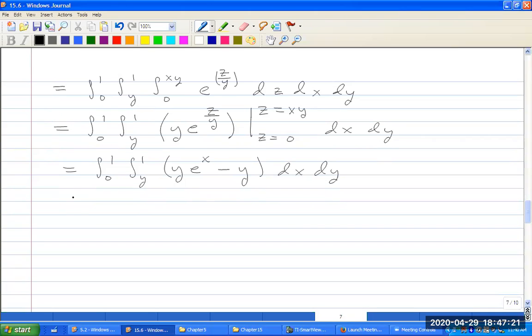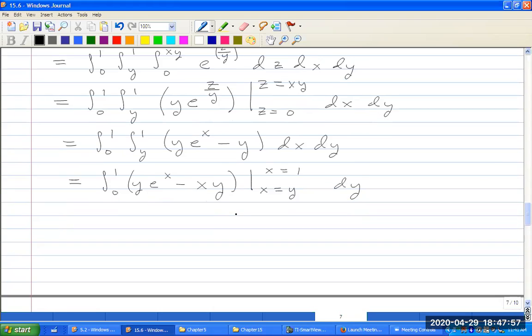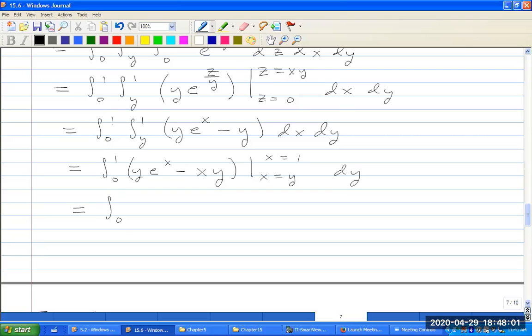So let's integrate this with respect to x. The integral of e to the x is just e to the x times my constant y. The integral of the constant y is just going to be x times the constant y, where I'm evaluating from x equals y to x equals 1. Okay, so let's plug those values in. Integral from 0 to 1: plug in x equaling 1, so that's y e minus y. Plug in y, minus y e to the y minus y squared.